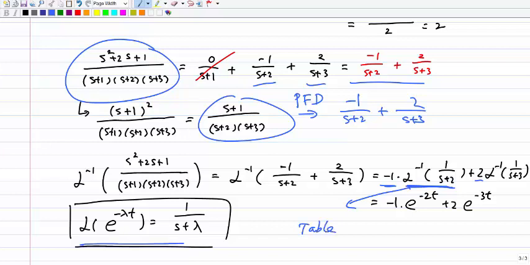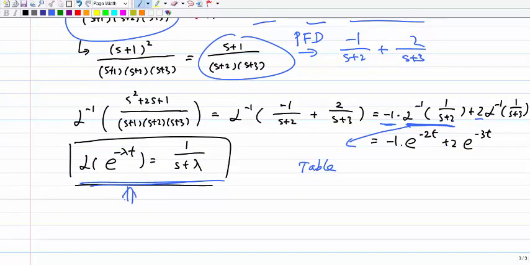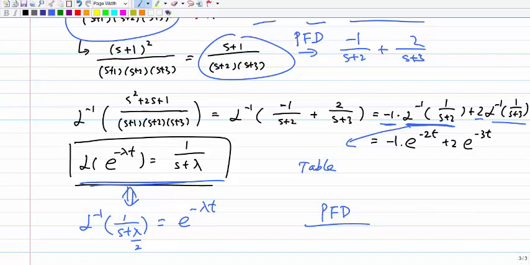As a matter of fact, you can also use this property to figure it out, because the L of e to the minus lambda t is 1 over s plus lambda, which also implies the L inverse of 1 over s plus lambda is e to the minus lambda t. So here I have lambda is 2, so this is e to the minus 2t. So I have negative 1 times e to the minus 2t. For this guy, lambda is 3, so it's 2 times e to the minus 3t. This is the way I can find the inverse Laplace. So the partial fraction expansion can simplify the computation quite a bit.